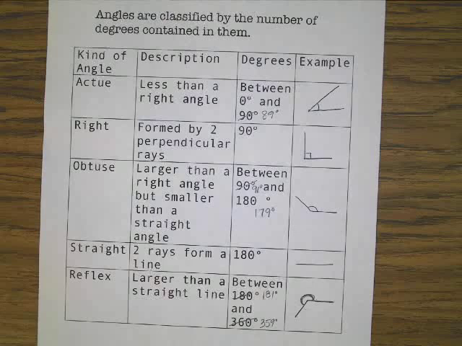So if I'm writing this down, I'm writing acute, 0 to 89, right, 90, obtuse, 91 to 179, straight, 180, and reflex, 181 to 359. This is also on the website and in the Business Lab folder, and all you have to do is hit print.